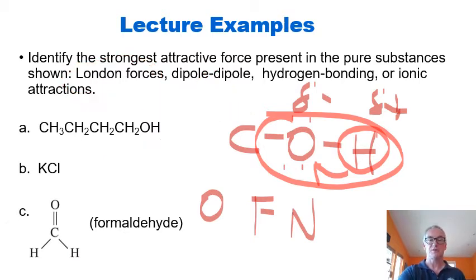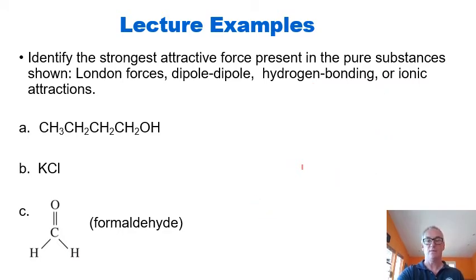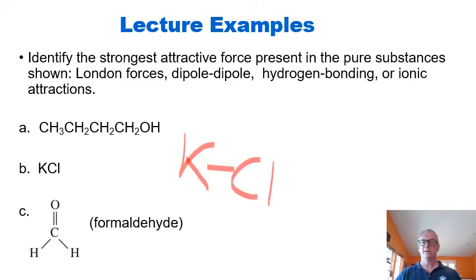So let's look at the next one. So here we have KCl. What is KCl? Right, potassium chloride. So potassium chloride is what? Is that a covalent interaction? And the answer is no, because potassium is a metal and chlorine is a nonmetal, and so they become ions, potassium and chloride. So this is an ion, this is an ion. So already we can see that that is an ionic interaction. That's going to be the strongest one. So we're good to go with that one.